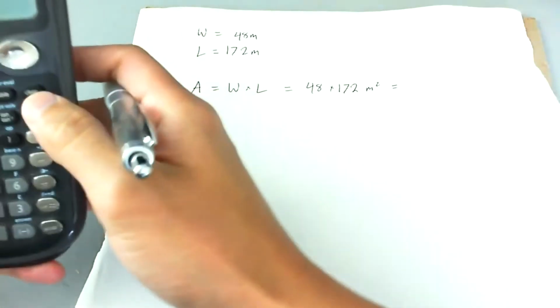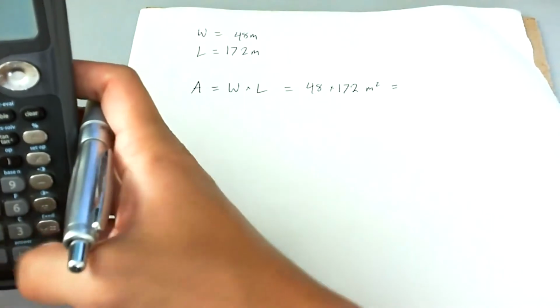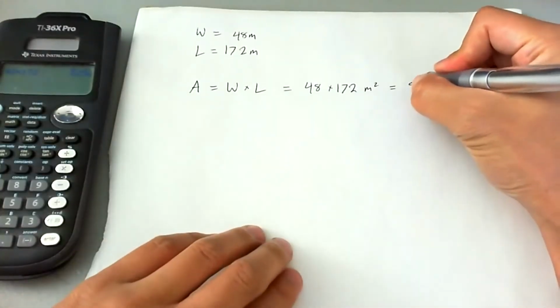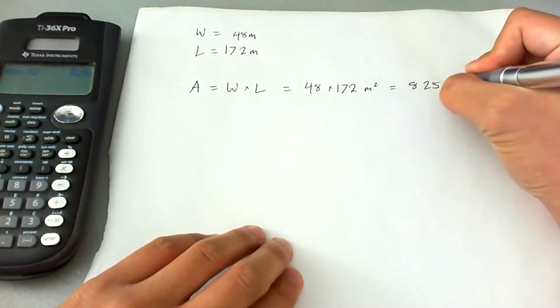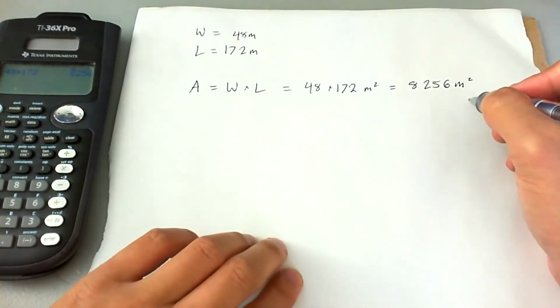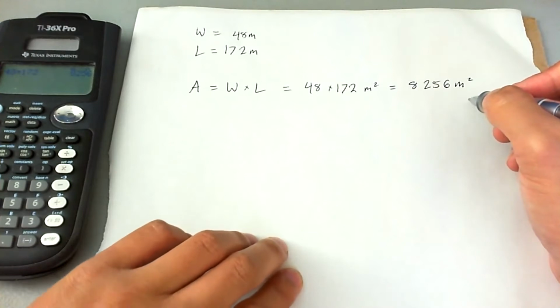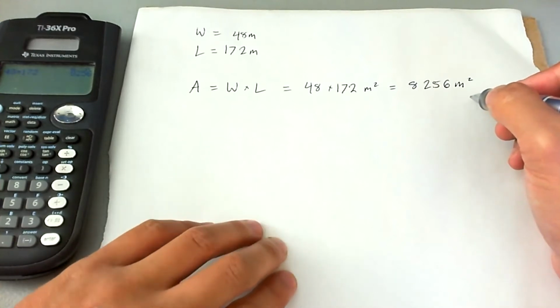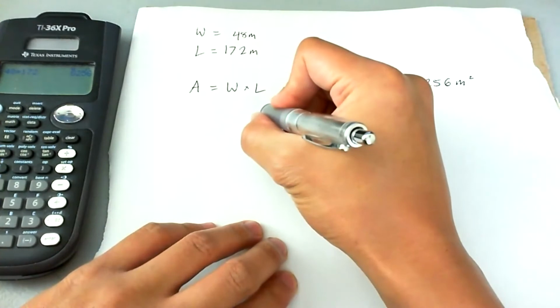On the calculator, that's going to be 8,256 meters squared. The problem is all the possible answers are in kilometers squared. So they want you to get it into kilometers squared. Here's how you do it.